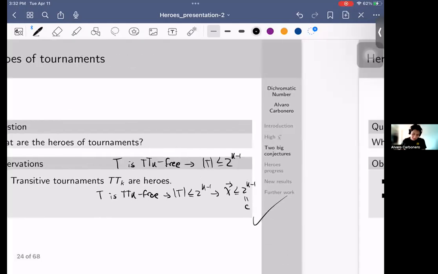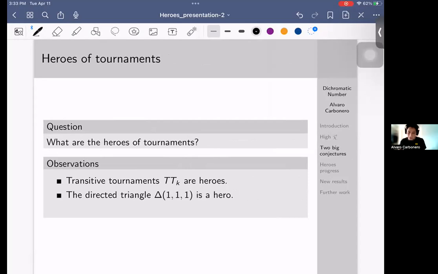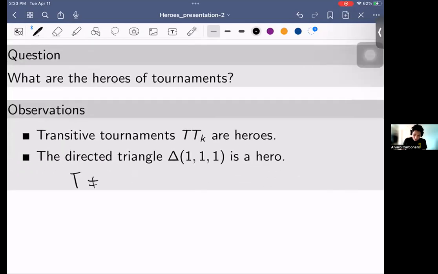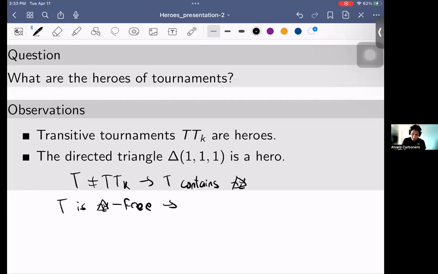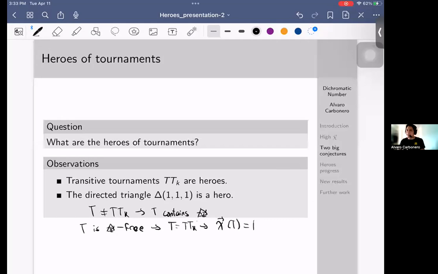Probably a simpler observation than this is that directed triangles are also heroes, because if your tournament is not transitive, so if there is a cycle in your tournament, then T contains the directed triangle. So the contrapositive is that if T is directed triangle free, then T is the transitive tournament. So the dichromatic number of T is literally 1. We need one color to color the whole thing because there are no cycles, so we don't have to worry about a monochromatic cycle. These are the easy cases, though.